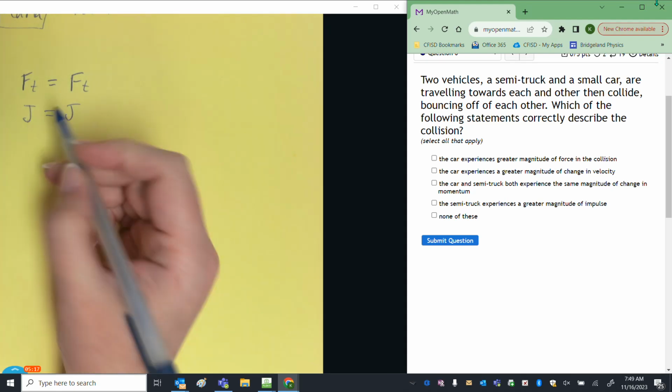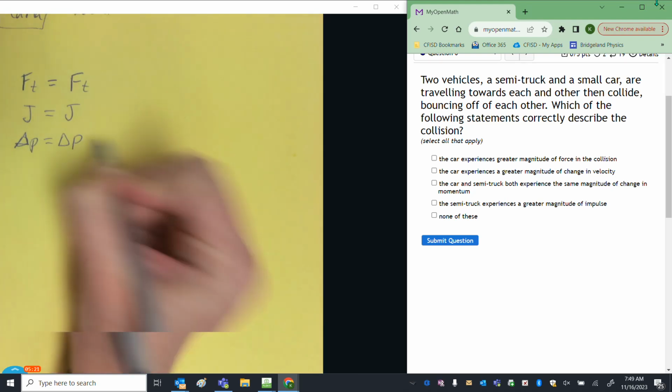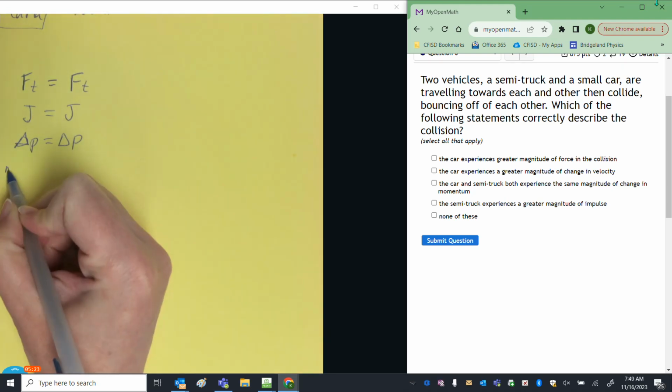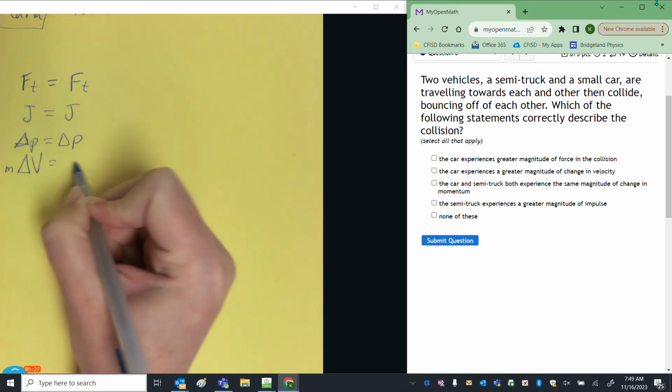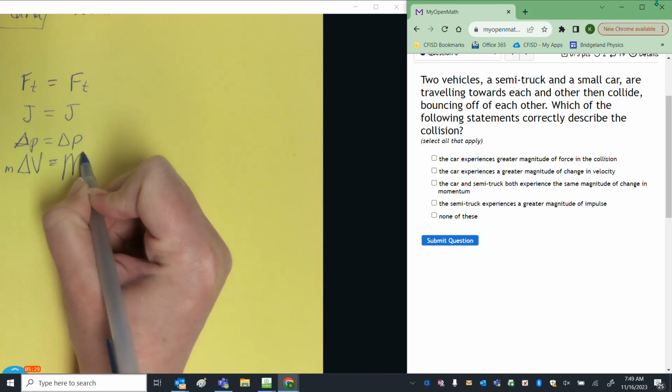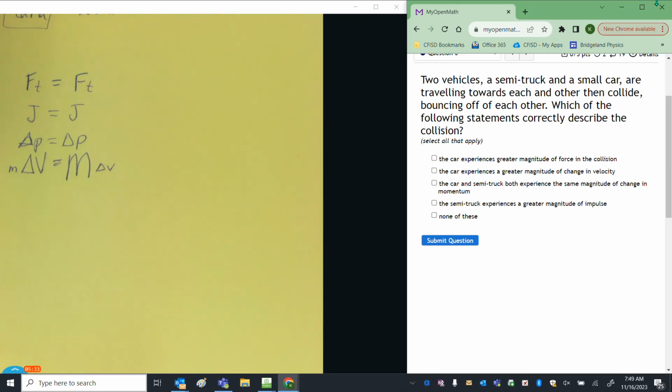Remember, impulse is also change in momentum, therefore the change in momenta is equal, but you have a very small mass for the car, so it's going to have a large change in velocity, whereas the truck, which has a very large mass, would have a much smaller change in velocity. And again, we've looked at this relationship as well. Okay, so that's what I'm dealing with here.